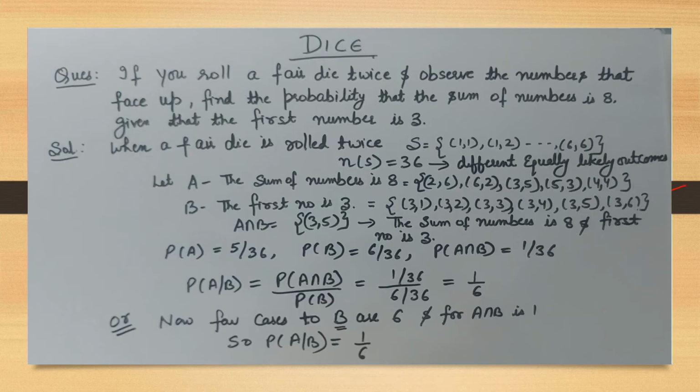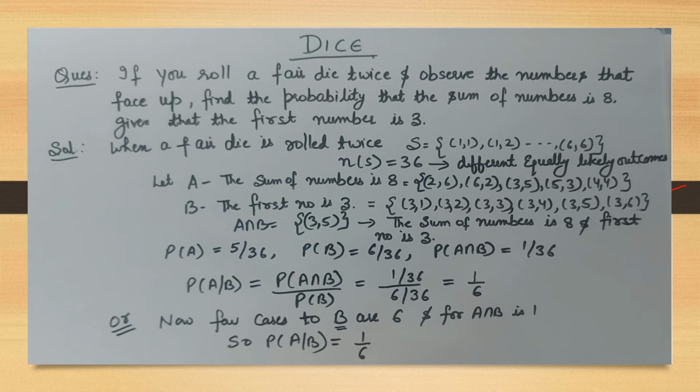So let us take the case of a die. If you roll a fair die twice and observe the numbers that face up, find the probability that the sum of numbers is 8, given that the first number is 3. When a fair die is rolled twice, the possible outcomes are 36. We can take the sample space as 1,1, 1,2, and so on up to 6,6. They are all equally likely outcomes. Take two events: A, the sum of numbers is 8, and B, the first number is 3.